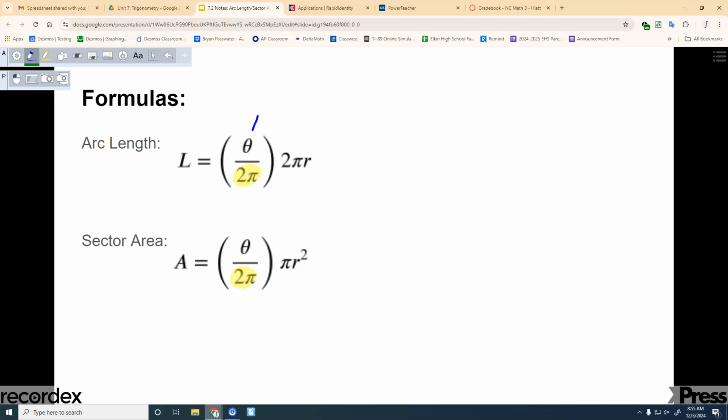So this is your angle divided by the whole circle, which would be 360, times, what is 2 pi r? That's something for a circle. What was it? It's circumference. Okay? So think about that.